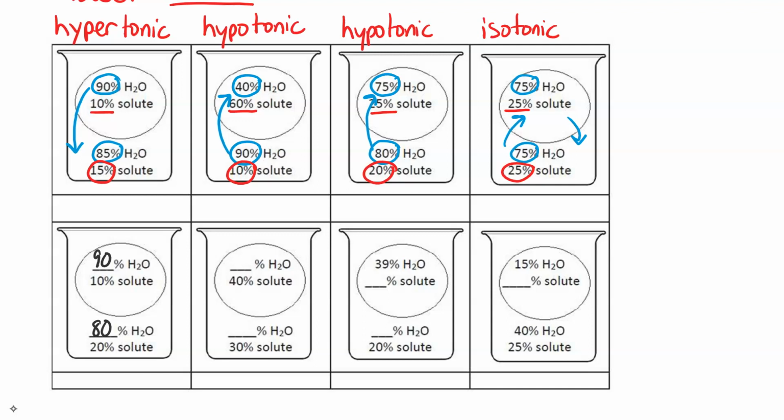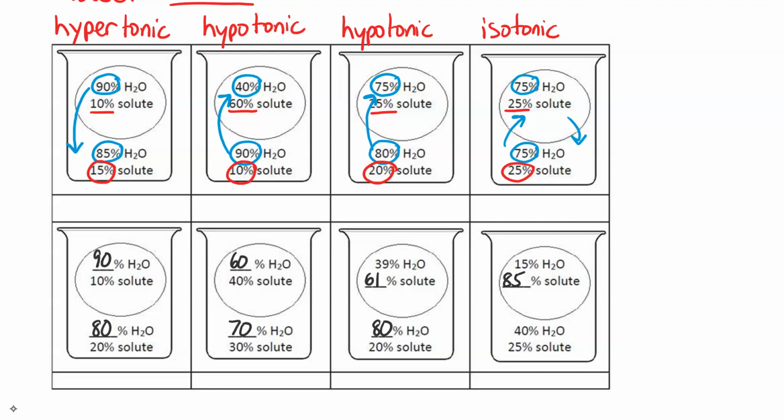Next beaker, 40% solute inside the cell, 60 plus 40 is 100. 30% solute outside the cell, 30 plus 70 is 100. So there must be 70% of water concentration outside the cell. Next beaker, inside the cell, 39% water concentration. 100 minus 39 is 61, so there's 61% solute concentration. Outside the cell, 20% solute, therefore 80% water. And last beaker, inside the cell, 15% water, therefore 85% solute.